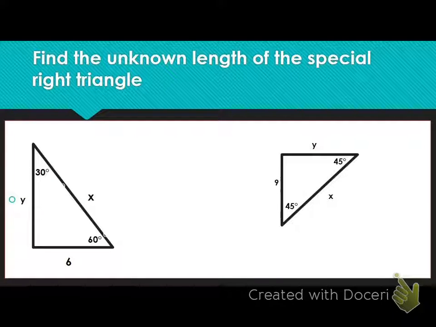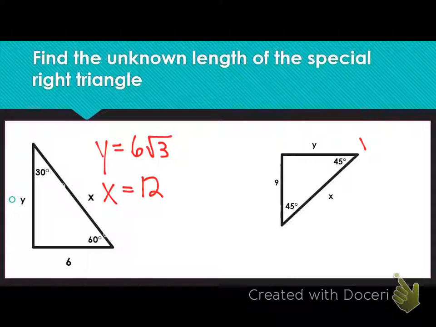Long leg: 6 times the square root of what? 3. 6 times the square root of 3. How does hypotenuse relate? It's double. The hypotenuse is double. So y will be 6 times the square root of 3. X will be 12. All right, what about 45, 45, 90?